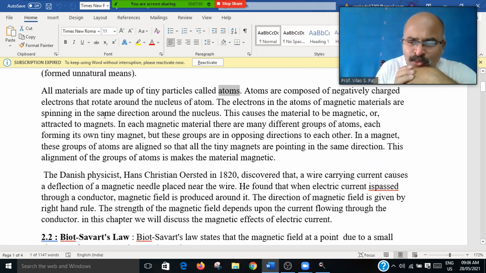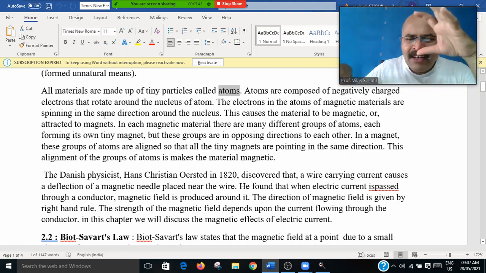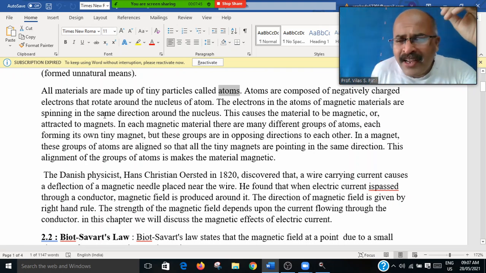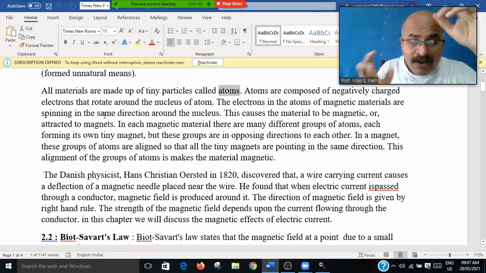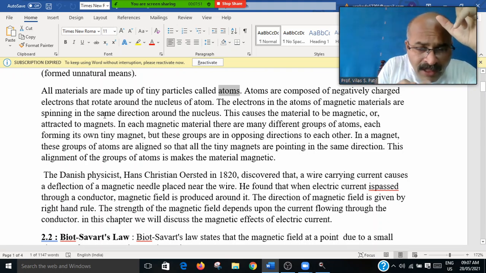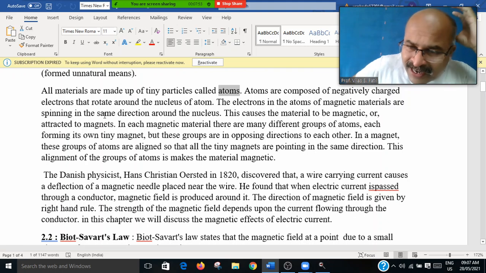There is the precessional motion, that is the spinning motion, and the electrons spin in the same direction around the nucleus. Due to the spinning motion, that is due to the orientation, magnetic dipoles are produced in the electron, and the rotating electron exhibits a magnetic field or magnetic properties. This causes the material to be magnetic.